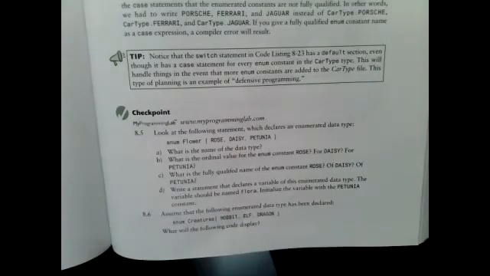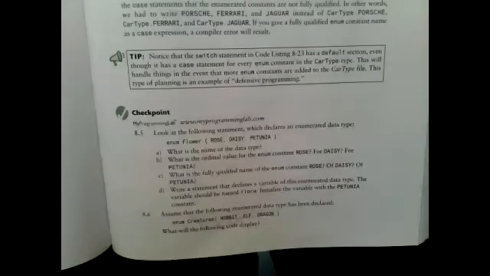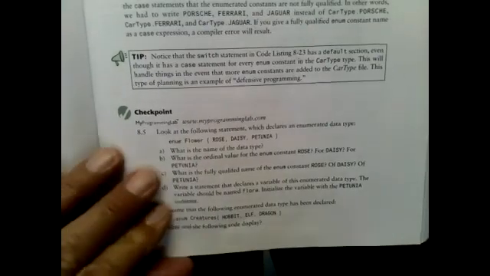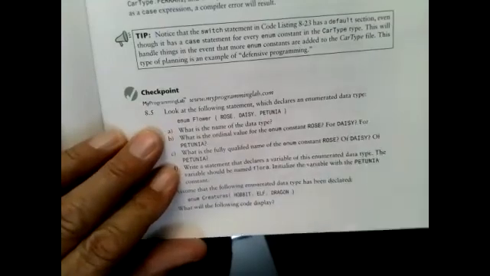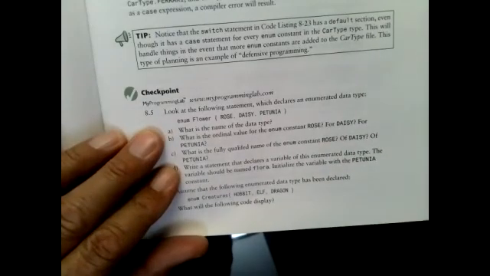Help me out. Look at the following statement. Enumerated data type flower contains rose, daisy, petunia. What is the name of the data type? Flower. What is the ordinal value of rose? 0. What is the fully qualified name of enum constant rose? Again, we don't need to get into all kinds of stuff, but we can give names to numbers.